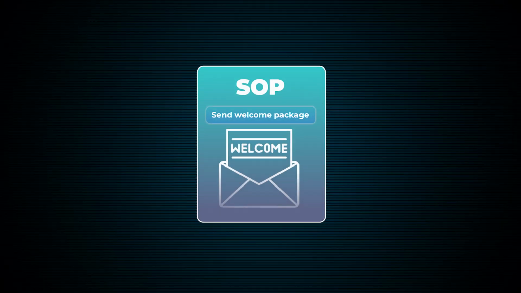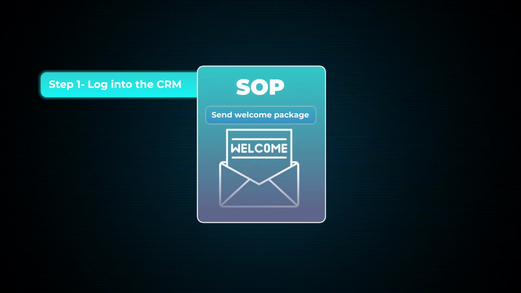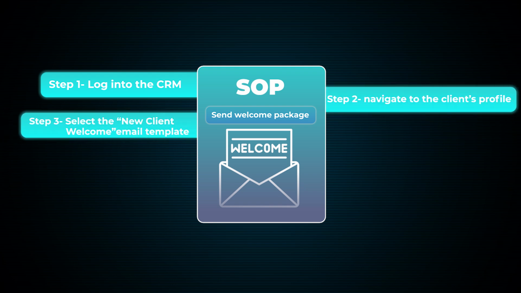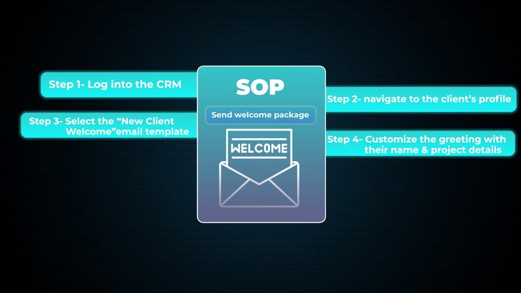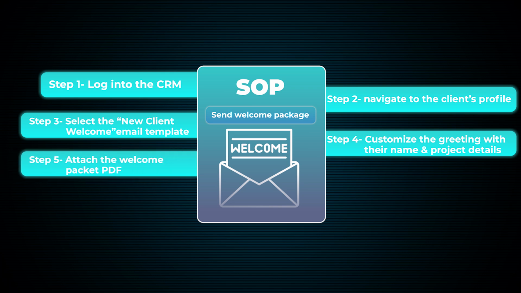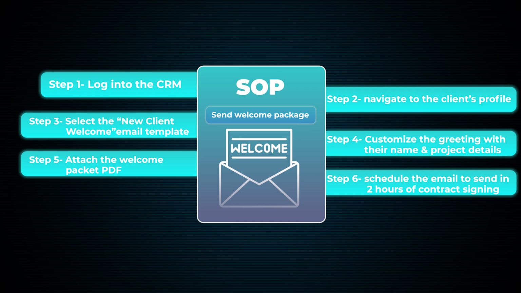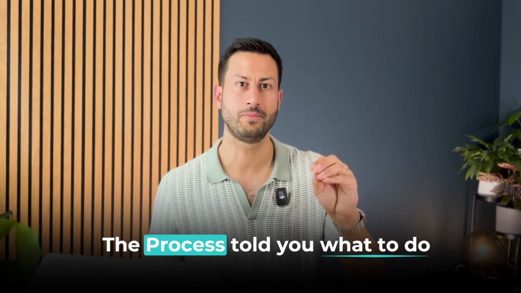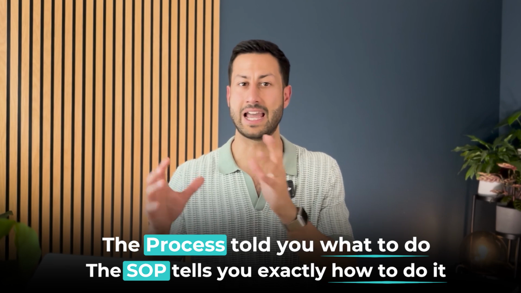Now, remember that send welcome package step from our previous process? Here's what the SOP might look like for that. We might say log into the CRM, navigate to the client's profile, select new client welcome email template, customize the greeting with their name and the project details, attach the welcome packet PDF, schedule the email to send within 2 hours of the contract signing, and then update the client status to onboarding welcome sent. See the difference? The process told you what to do, and the SOP tells you exactly how to do it.